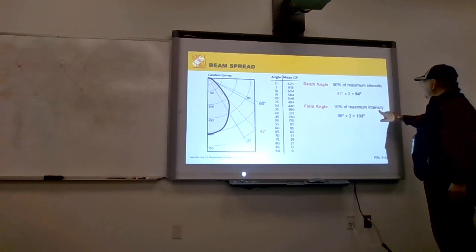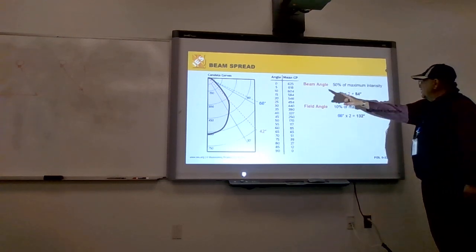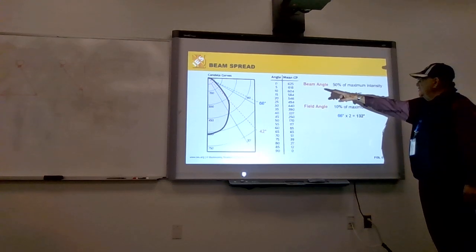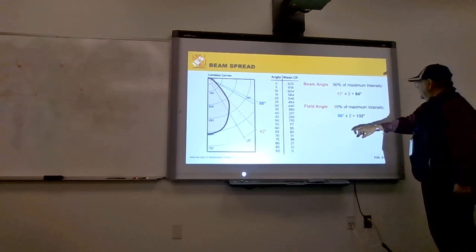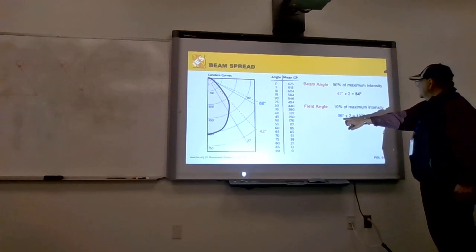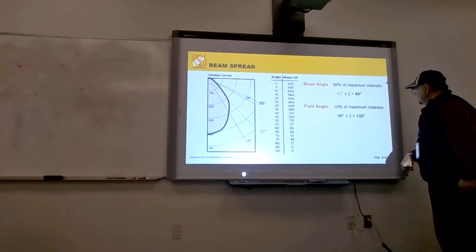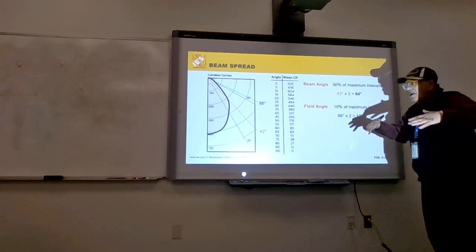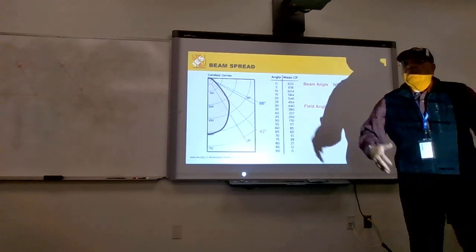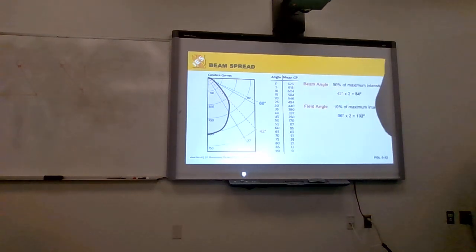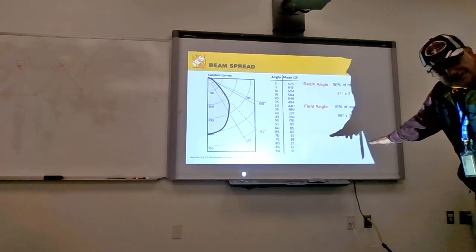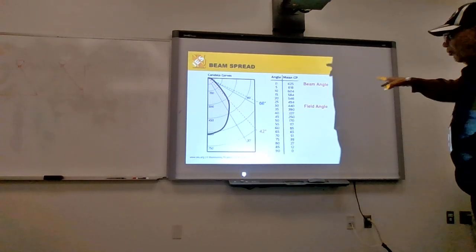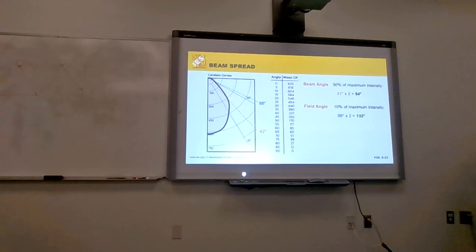Field angle, 10% of maximum intensity. 10% of maximum intensity is 62.5. Rounded it to 66 times 2 is 132 degrees. So once we know the number of degrees, we can determine how far apart these fixtures are. Nobody does this. Okay? I want to make that clear. Whoever's watching this, nobody does this. Let the computer do it.